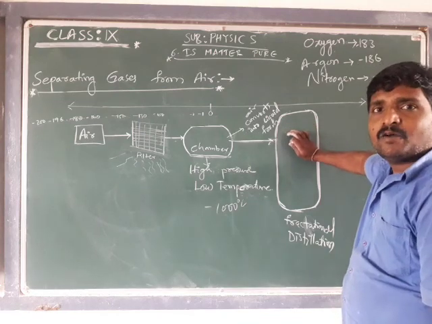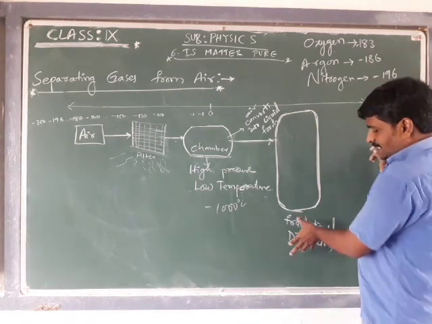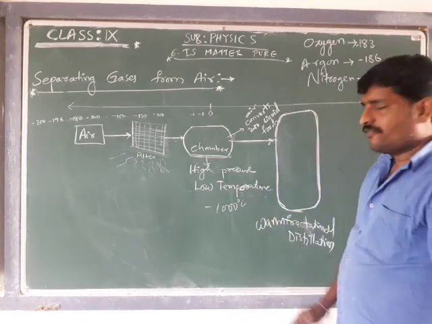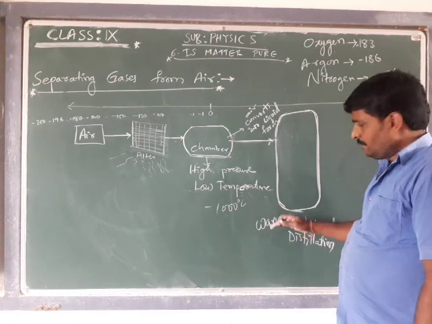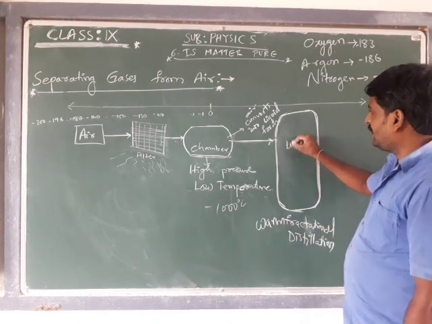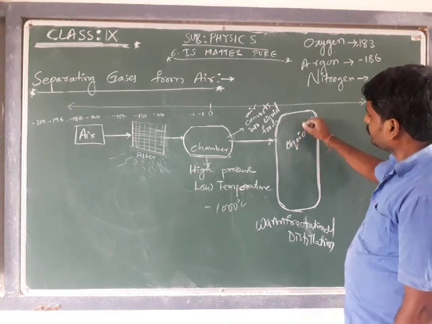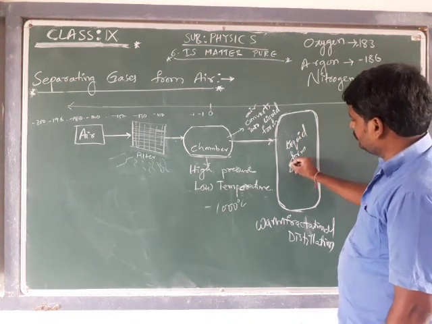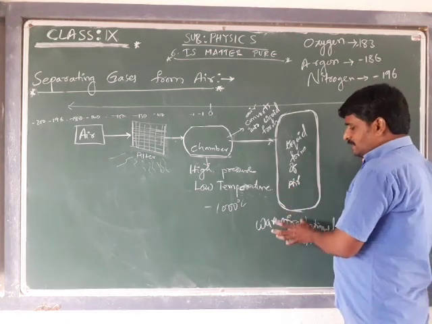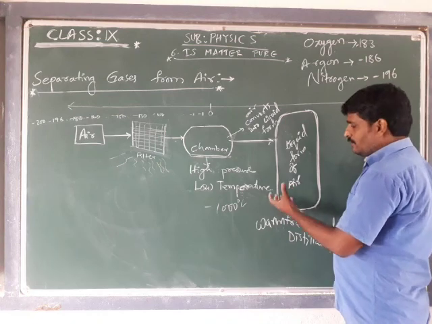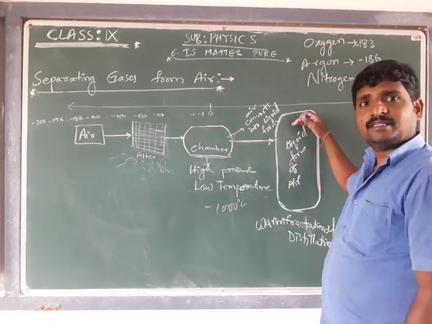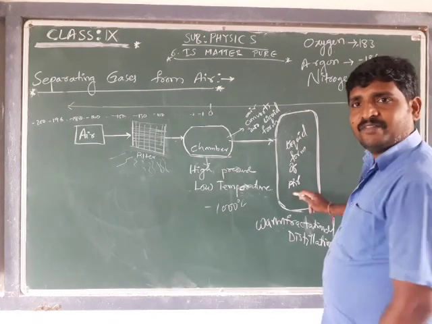Now what happens here? This is a warm fractionating column. The liquid form of air will be here. In this liquid form of air, in this fractionating column, we are going to slowly increase the temperature of this liquid form of the gas.